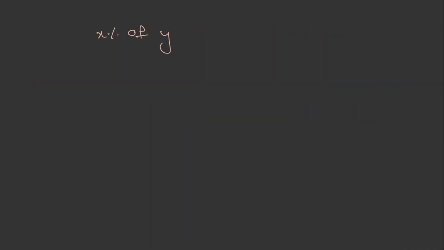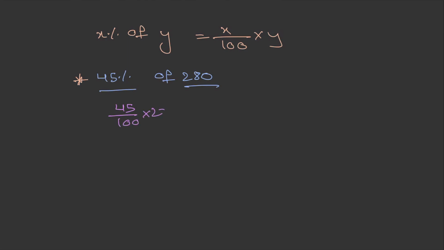X% of y is given by x by 100 into y. Suppose they ask us 45% of 280, which is 45 by 100 into 280, and this must be done by 4.5 into 28, which gives us the answer.